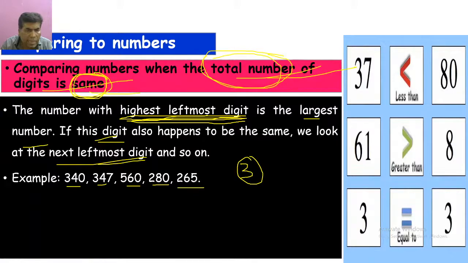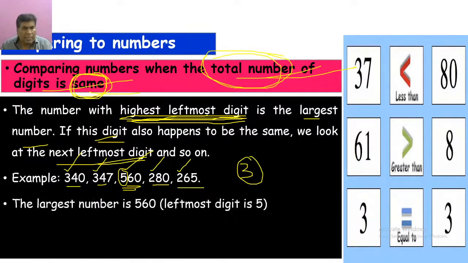So what do we have to see? The leftmost digit. Here 2, 2, 5, 3, 3. Out of these leftmost digits, which has the highest value? Here 5 is higher compared to 2 and 3. So what is the largest number? 560. Very good. Many of you gave the answer 560, because its leftmost digit has the highest value. So it is the largest number.